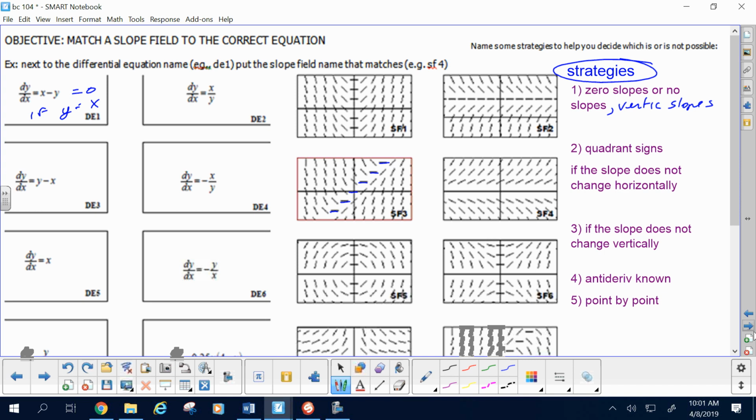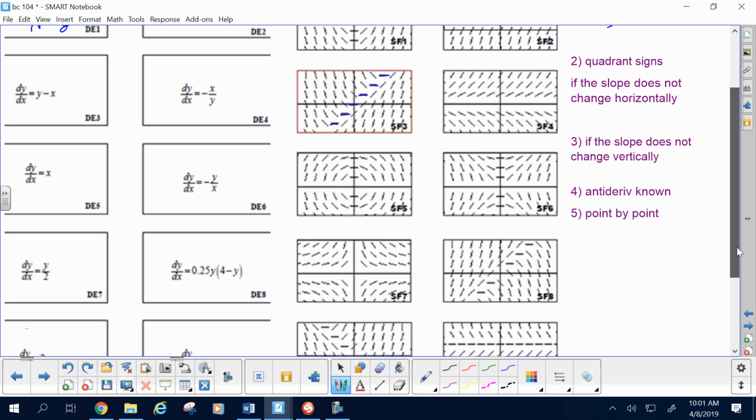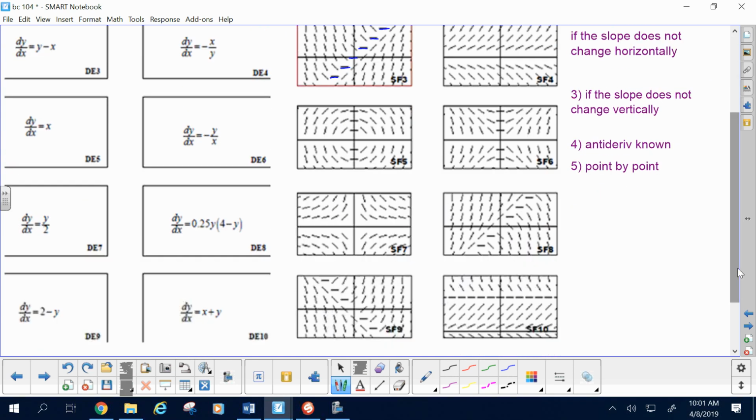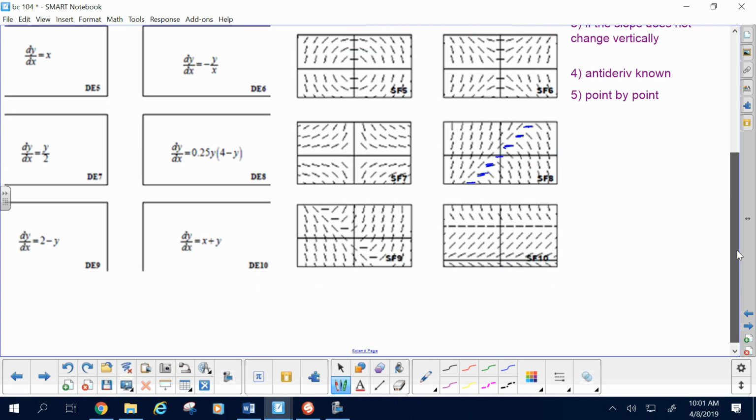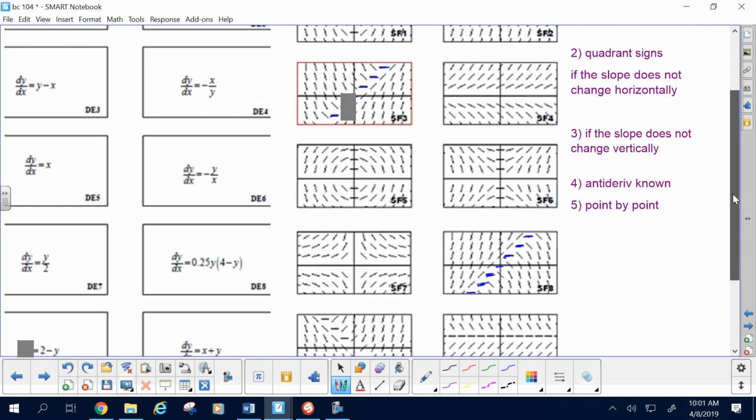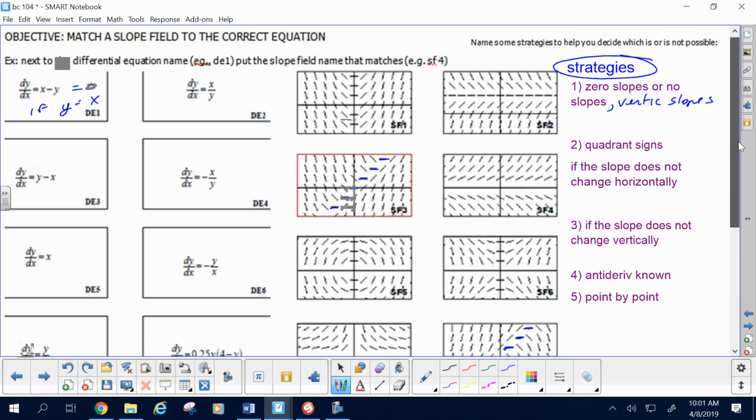That might be it. That, not that, not that, not that. Not that. This here also feels like along y equals x those are 0 slopes. So that's a candidate, and really that's all. So with that thought process, I've already narrowed it down to slope field 2 or 3 or 8. You with me so far?